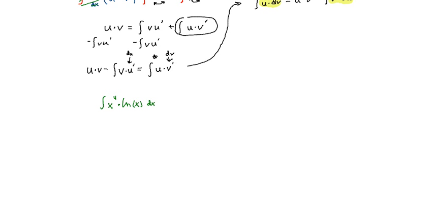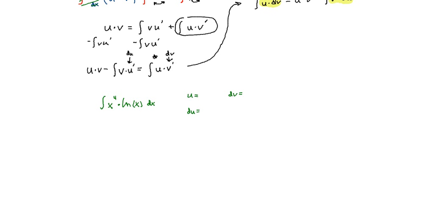So what we want to do is use integration by parts. And so we've got to first figure out what u is going to be. And once we figure out what u is, we can figure out the derivative of u. And then we have to figure out what dv is.